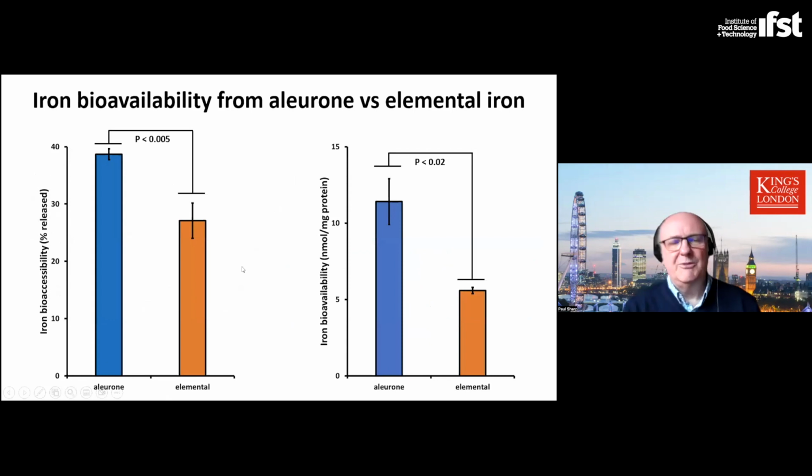And this is, again, some in vitro work that we've done. And what we've compared is the aleurone added into white flour versus elemental iron. And they've been added to give the same amount of iron in the flour. And what you can see on the left-hand side is the bioaccessibility, so the amount of iron released, and the bioavailability of the iron from the aleurone flour is greater than the white flour that's been fortified with elemental iron.